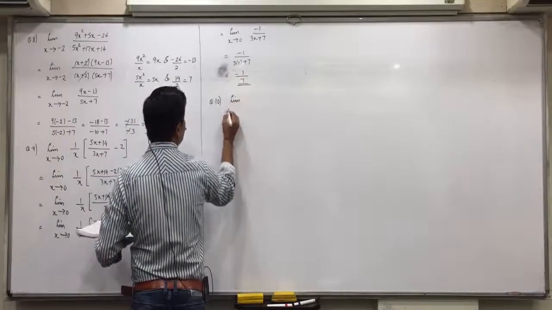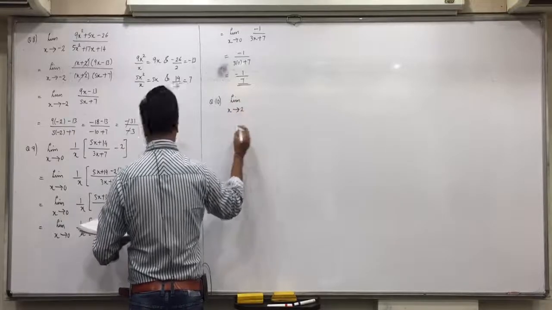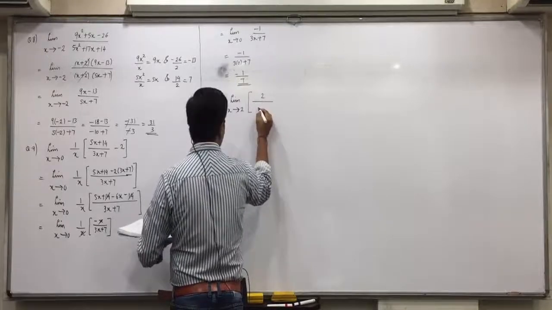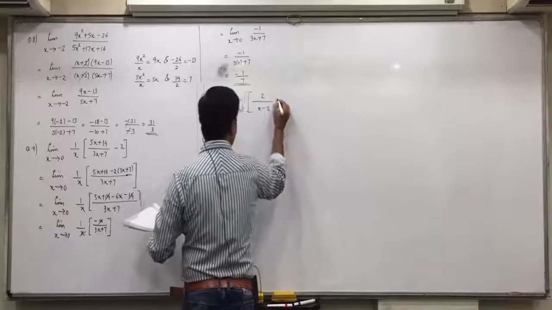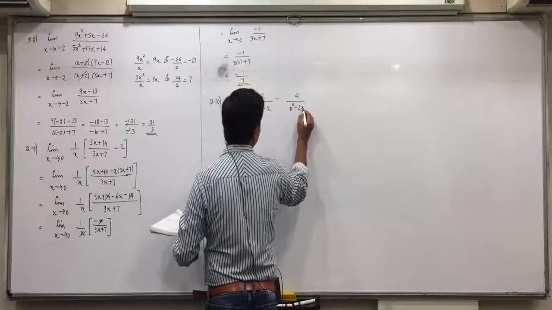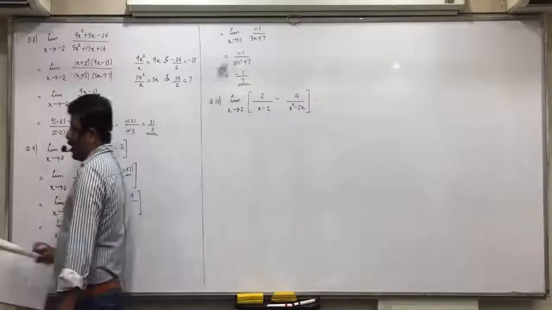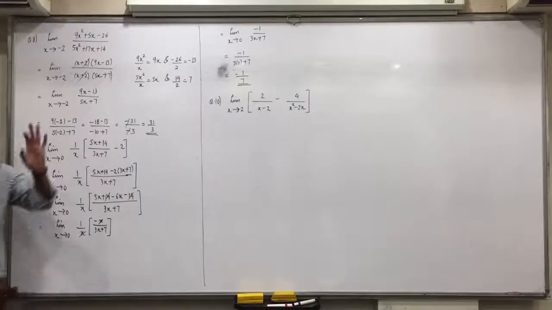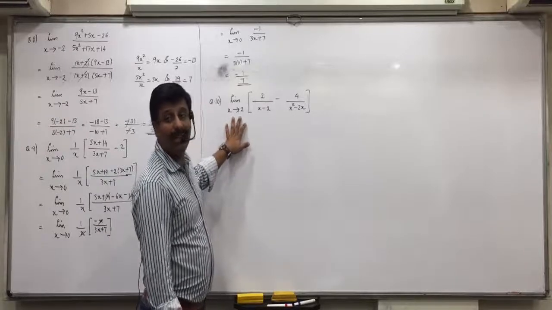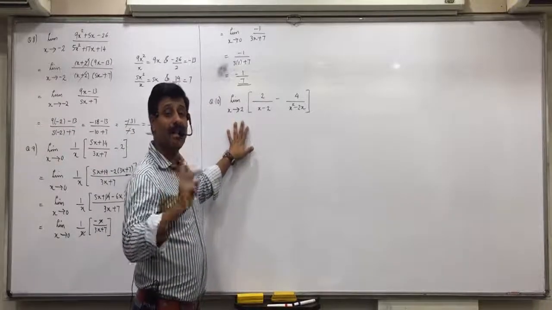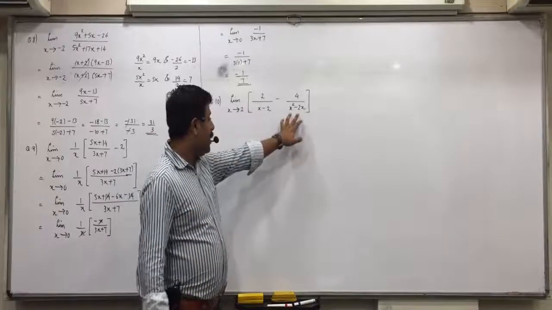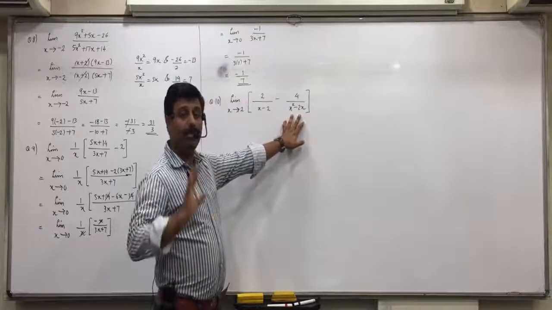Limit x tends to 2 in bracket 2 divided by x minus 2 minus 4 divided by x square minus 2x. Again we need to do the LCM, but for that, first of all x tends to 2, so we are going to get the common factor x minus 2 in the numerator and in the denominator. In x square minus 2x, can I take out x common?